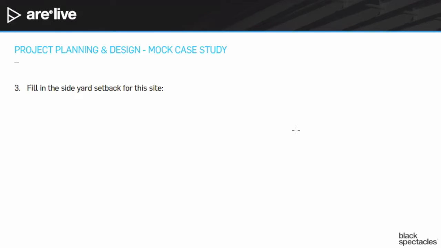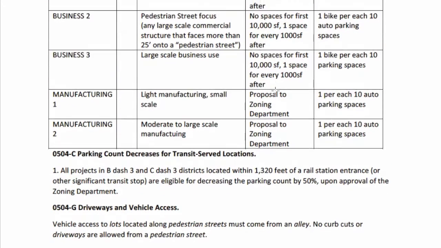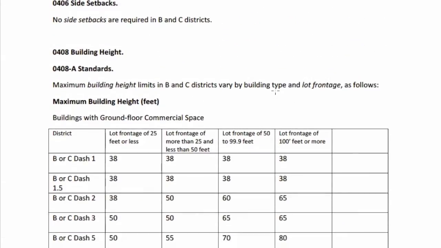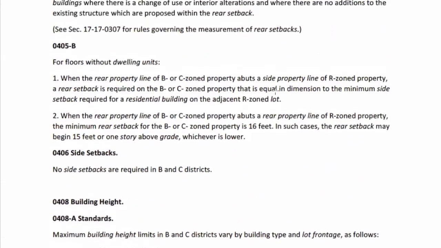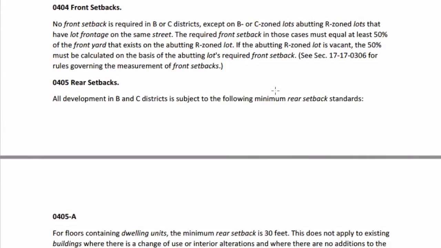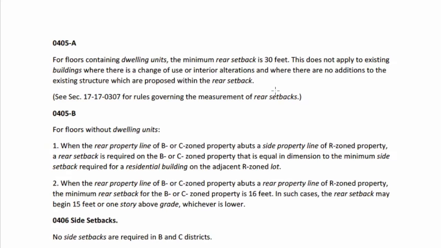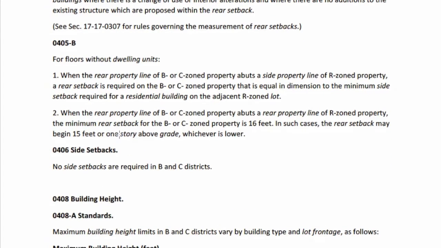So you definitely will find the fill-in-the-blank type, and that's an example from here. Fill in the side yard setback for this site. You may remember when we were looking at the zoning code, we said that there was some information about setbacks. Let's see if we can track that down again. When we talk about setbacks, we have front setback information, we have rear setback information, and then way down here, we have side setbacks.